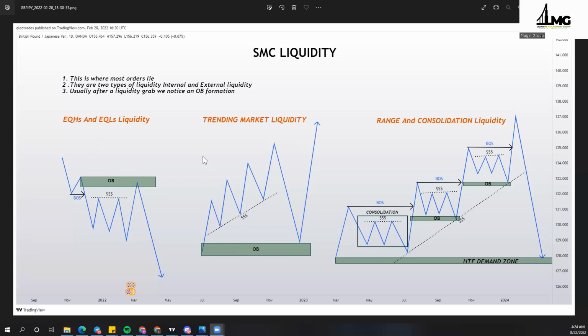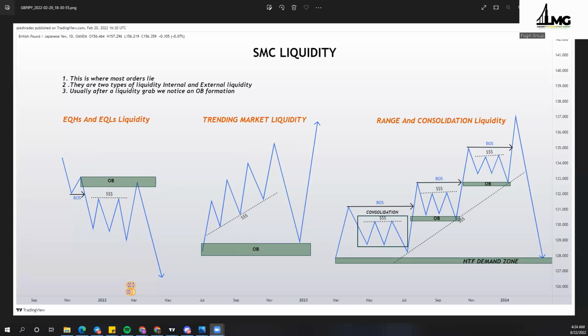These are the types of liquidity that we have: equal highs and equal lows, trend line liquidity, and range and consolidation liquidity. With the double taps, or equal highs and equal lows, as you can see here, we have a formation with price pushing to the downside. Then price forms these equal lows right here, and it seems like price is respecting these equal highs. I mean, it pushes to the downside, only to come and grab the liquidity above here.